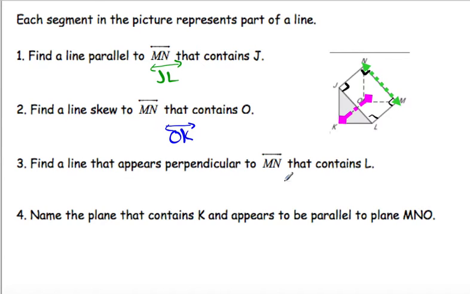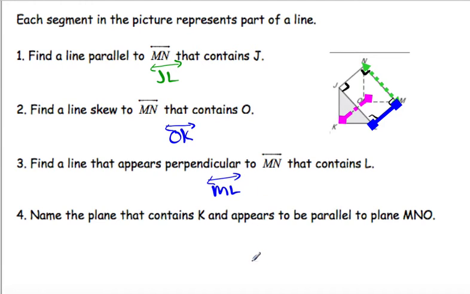Find a line that appears perpendicular to MN that contains L. If we want to be perpendicular to MN and contain L, and I'm glad they put appears because that was what I was talking about, we're going to go with these being right angles. To be perpendicular to MN and go through L, it's going to be this ML right there. So ML, naming it with our line bar there.